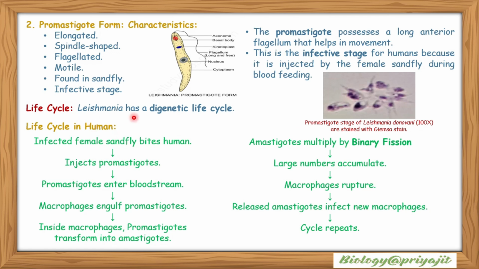So the life cycle of Leishmania is a digenetic life cycle. Life cycle in human: the infected female sandfly bites the human and injects the Promastigote into the human body. Promastigotes enter the bloodstream of the human. Then within the bloodstream, the macrophages engulf the Promastigotes. Inside the macrophages, Promastigotes transform into amastigotes. And then the amastigotes multiply by binary fission. Large numbers accumulate, then they rupture the macrophages, release amastigotes, infect new macrophages, and the cycle repeats.